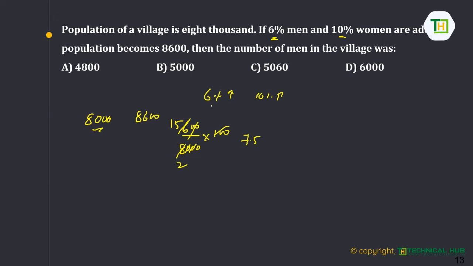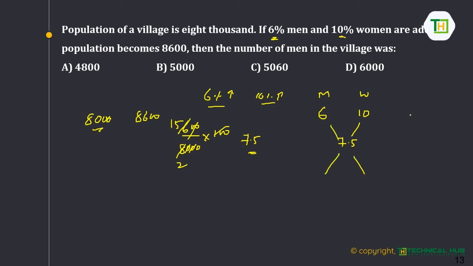So this one also in percentage, and this one also in percentage, and this one also in percentage. Then you have to apply the allocation rule. Men increase by 6 percent and women increase by 10 percent, and overall how much percentage increase? 7.5 percent increase. Then apply the allocation rule.